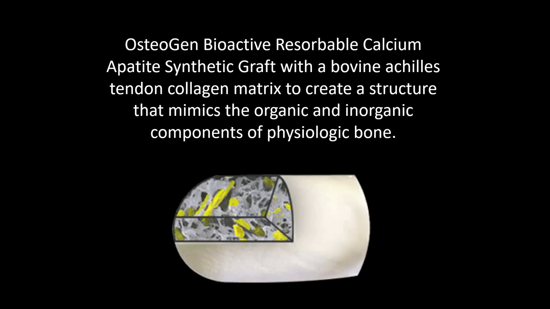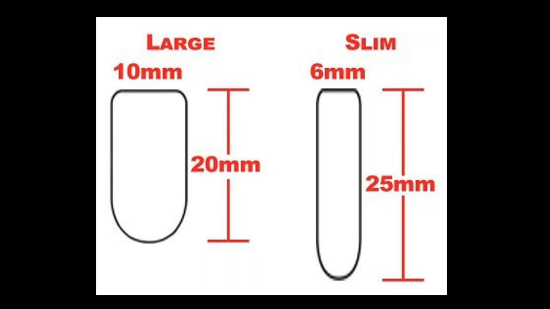And what this is comprised of is a bioactive resorbable calcium apatite synthetic graft, but it's suspended within a bovine Achilles tendon collagen matrix. So although it may look like a collagen plug, it's much stiffer than a collagen plug, and it really provides a great scaffold as well as the catalyst for the host bone to generate within the socket.